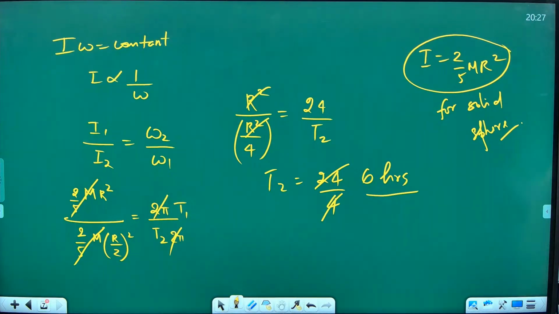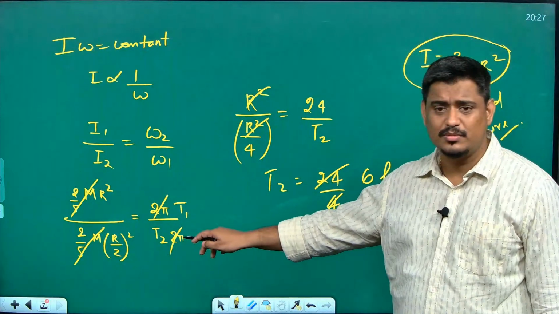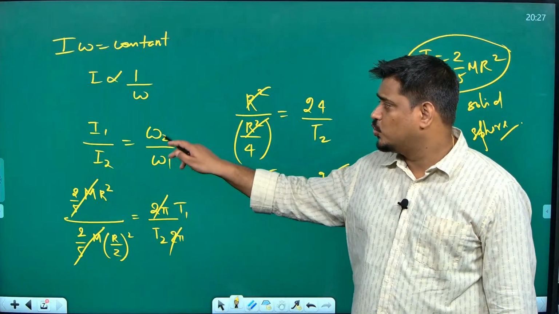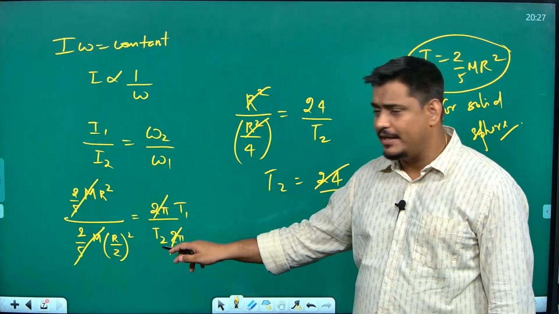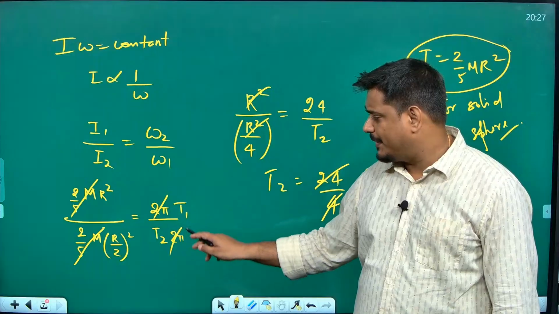Omega is 2 pi by T, no sir. Then omega 2, right hand side 2 pi by T common, sir. What? 2 pi by T, I wrote no. Repeat that step again, sir. Okay. Omega is 2 pi by T. So omega 2 will be 2 pi by T2 and omega 1 will be 2 pi by T1.